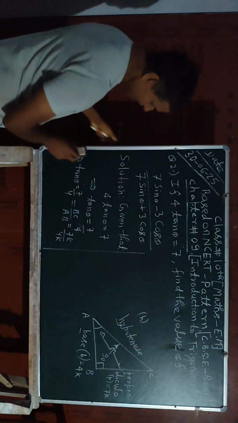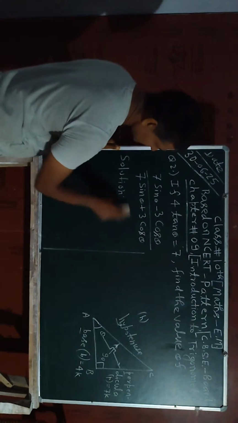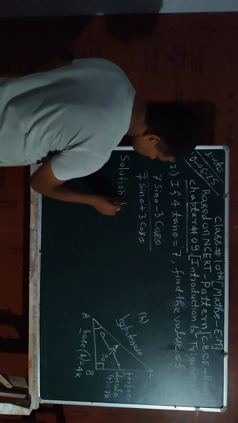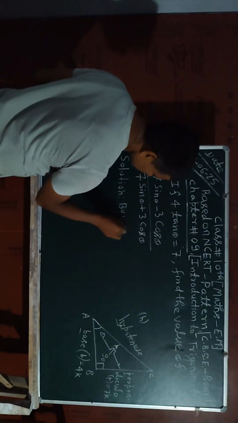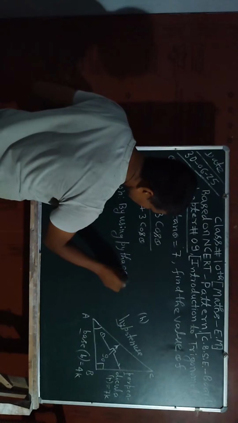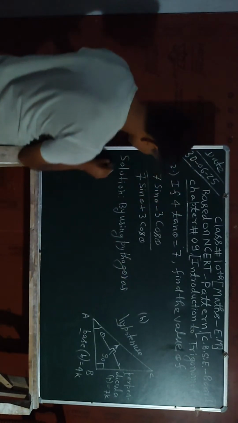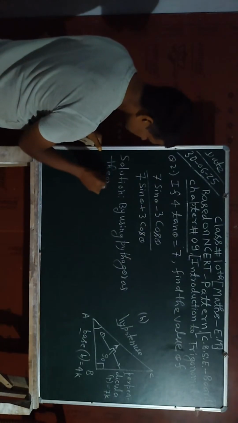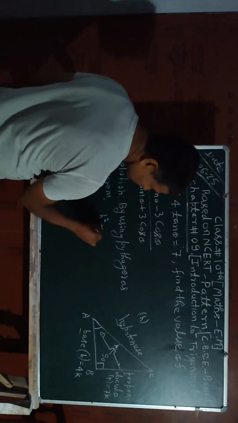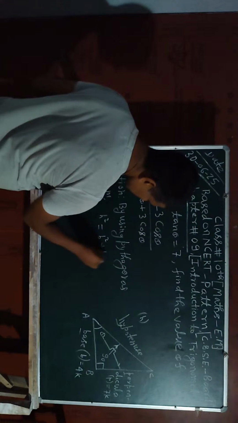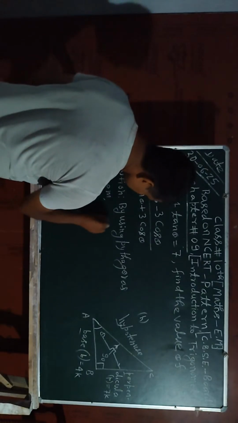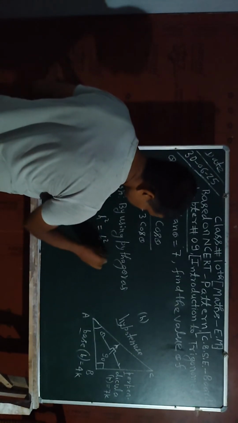Okay, students. Now I am going to erase this one, and after erasing I will use the Pythagoras theorem to get the value of h. So by using the Pythagoras theorem I will write h square is equal to b square plus p square.